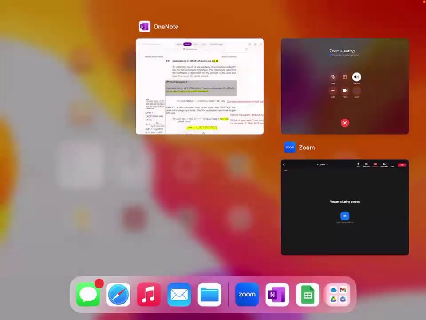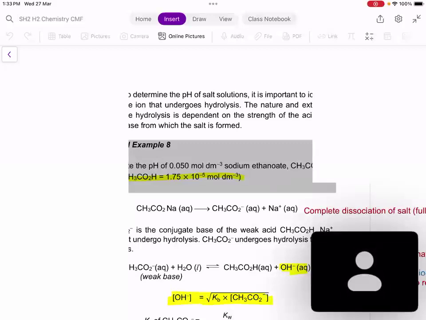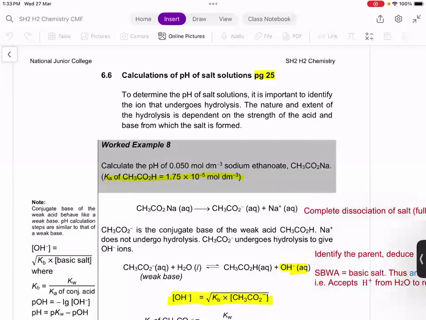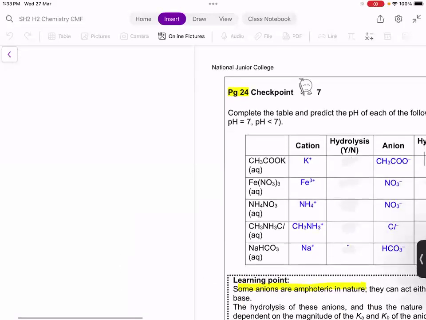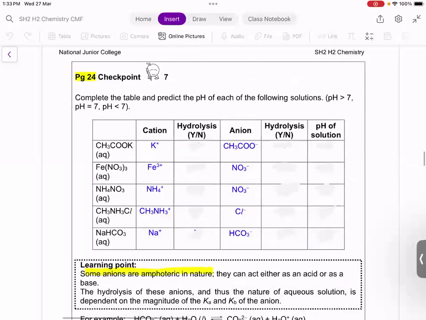All right, so I'll be going through this quite fast. If I'm too fast, do raise your hand to clarify. This is where we left off last lesson. You're supposed to go through the checkpoint, and I've given you the video link for you to check your answers.